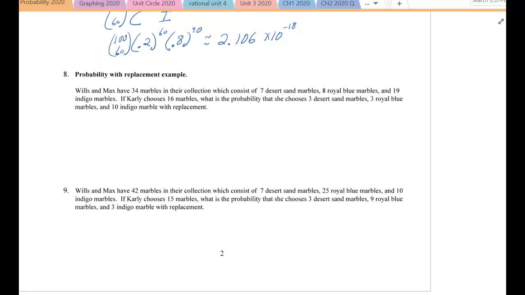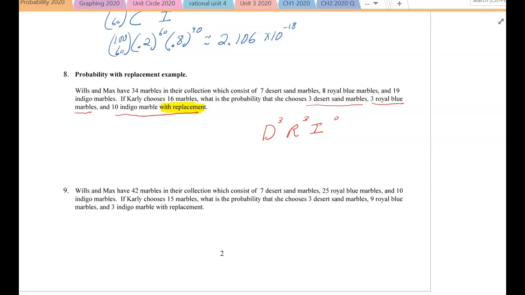So go ahead and take a minute to read problem number 8. So for problem number 8, we want to choose 3 desert sand. So I'm going to say D cubed. 3 royal blue. So I'm going to say R cubed. And 10 indigo. So I'll say I to the 10th. Now an important word here is with replacement. And the reason that's important is then the events are independent and the probability doesn't change.